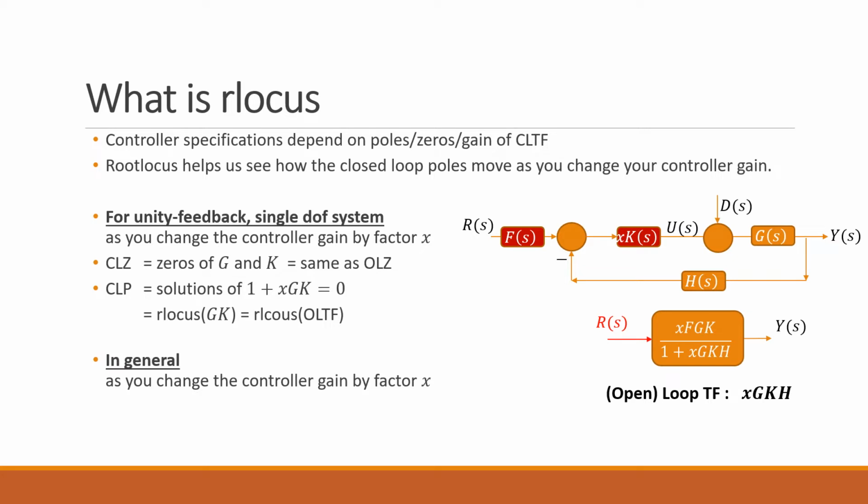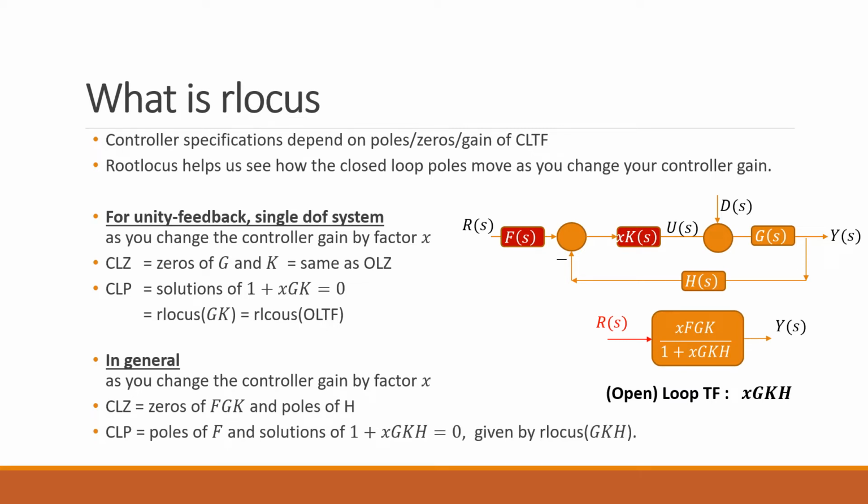For a more general system, as you change the controller gain by factor x, the closed loop zeros are not completely same as the open loop zeros. Instead, they are the zeros of FGK, and the poles of H. Similarly, the closed loop poles are the solutions of 1 plus xGKH equal to 0 along with the poles of the prefilter F. Hence, they are given by the root locus of GKH and the poles of the prefilter F.